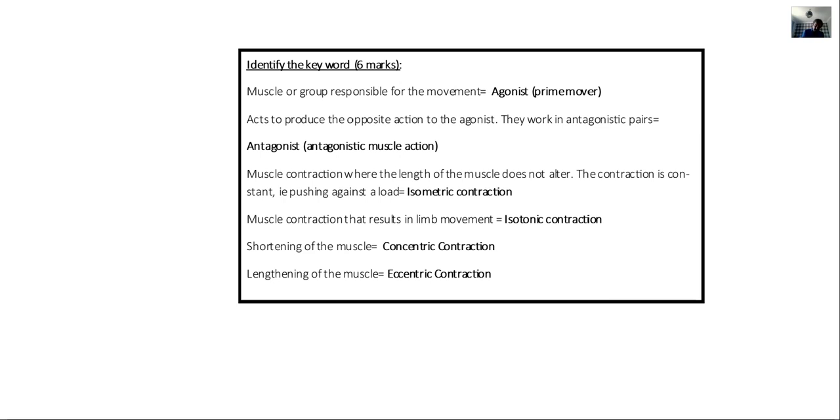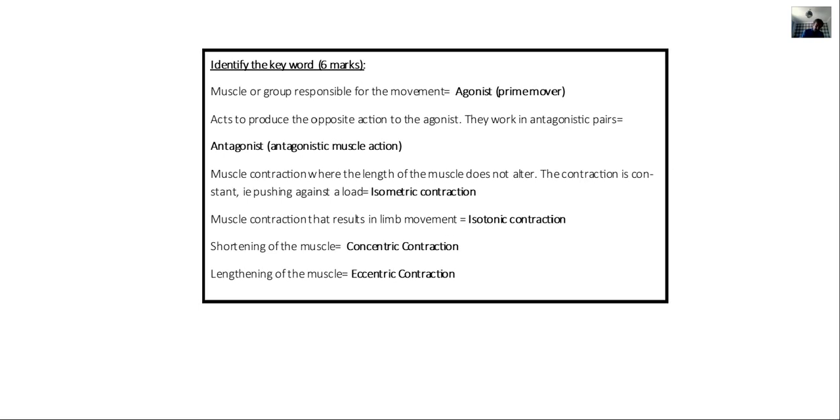If you're in any doubt, it is likely to be a concentric contraction. If you are in any doubt whatsoever, just choose concentric contraction. It is likely that it's going to be some form of movement, whether it's a throw, whether it's a kick, something along those lines. It is probably going to be a concentric contraction.